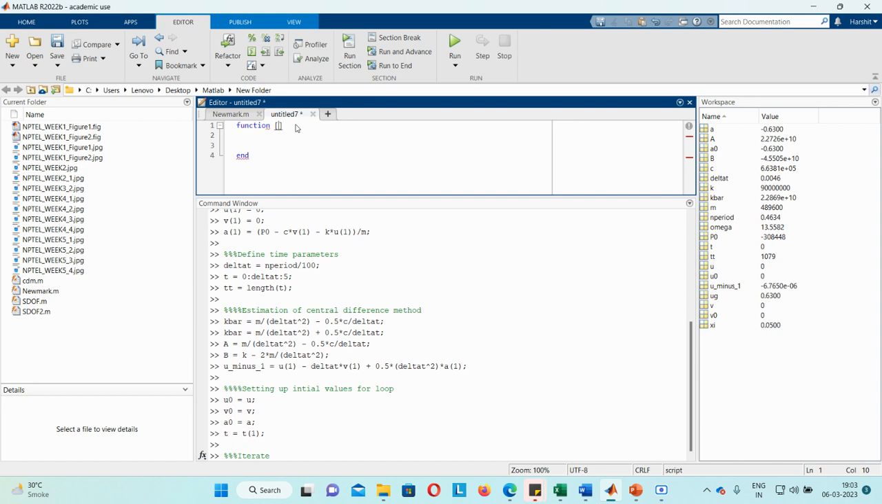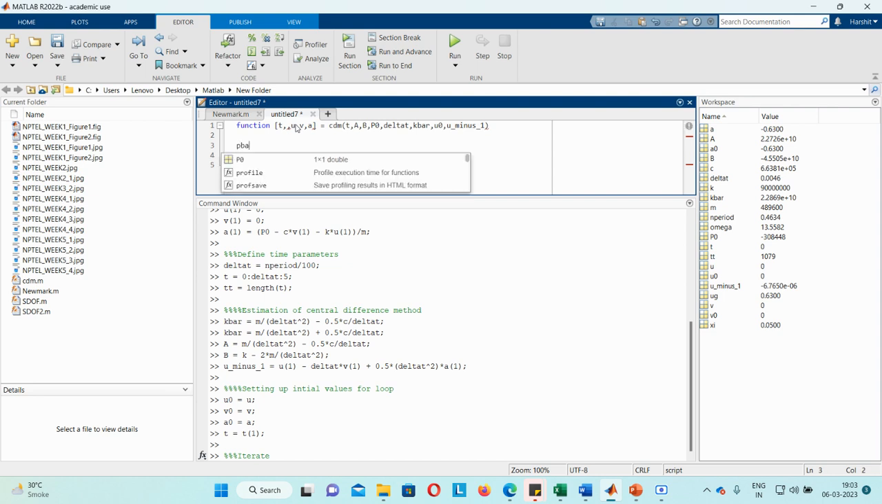So again, the response that we need is p u v n a is equal to cdm. We will name the function as cdm, and the input parameters will be t a b t naught delta t t bar u naught and u minus 1. Just make sure you are defining all the parameters properly.